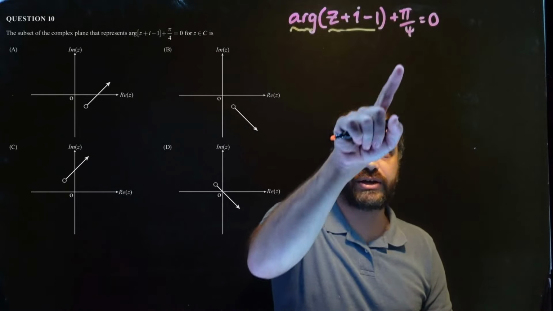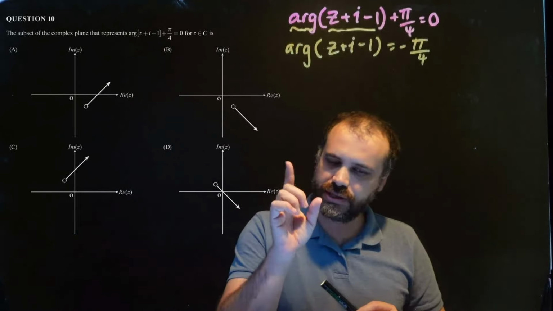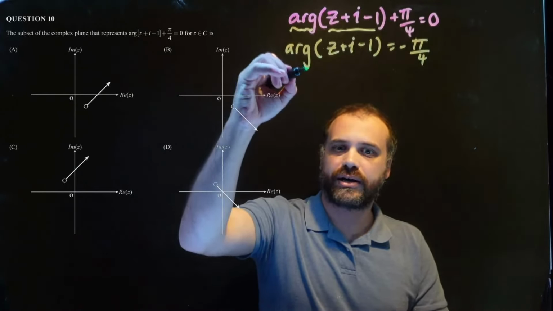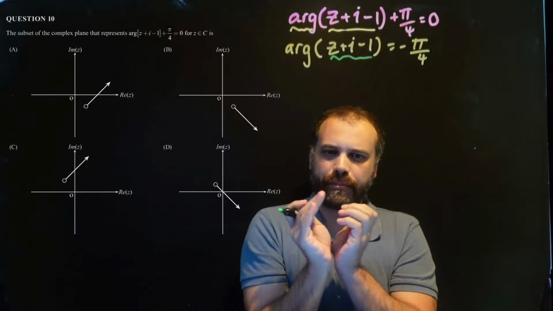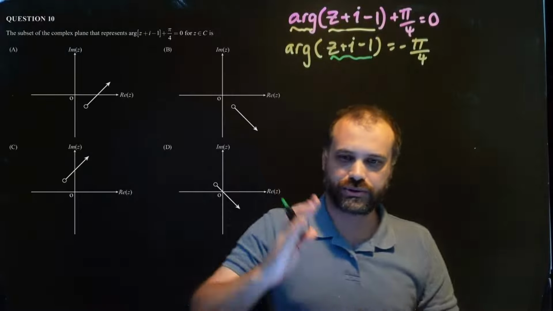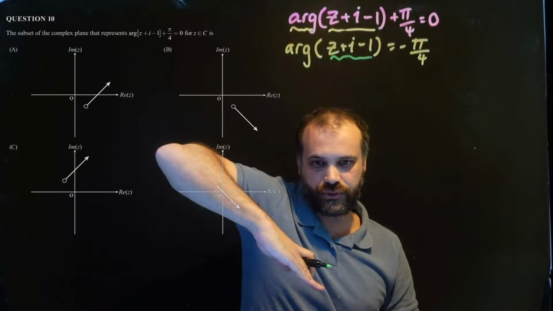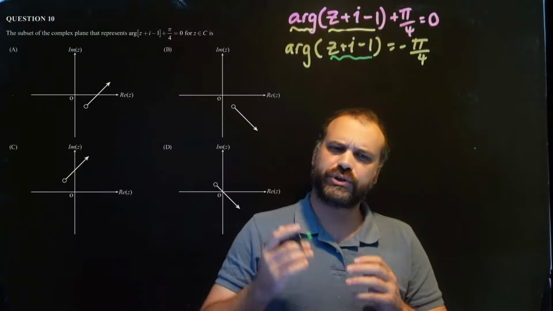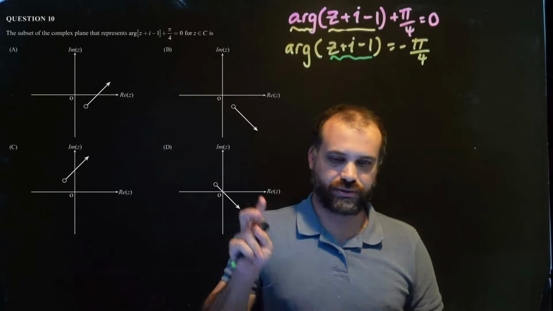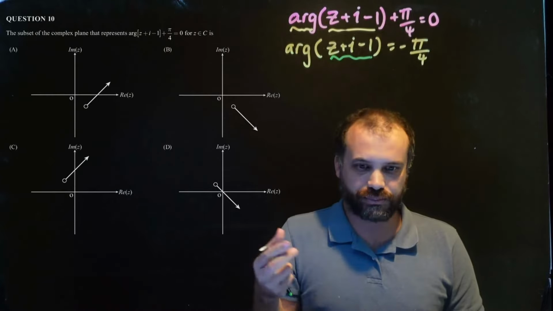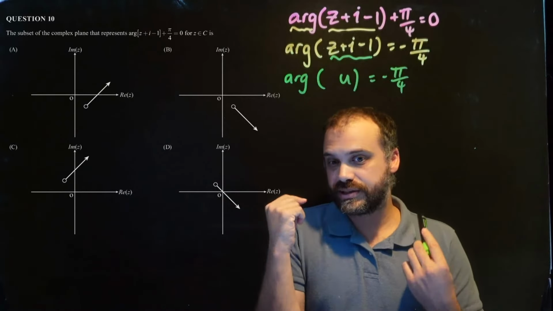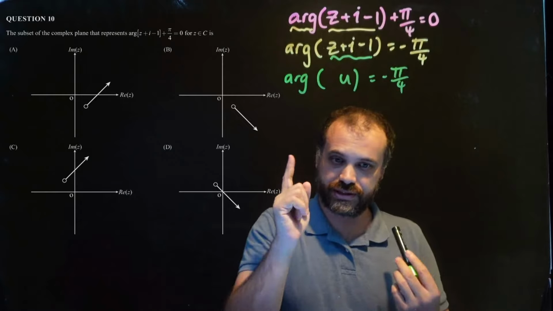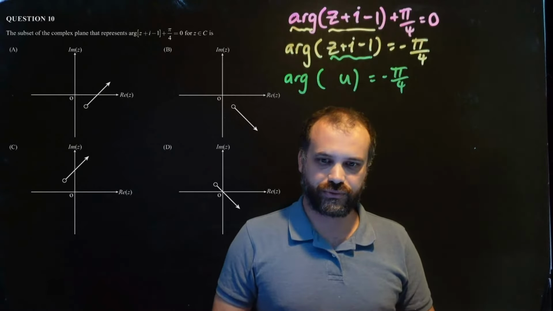What if I just rearrange it a little bit, move that to here? Feels like it makes a little more sense here. The argument, the angle of all of this complex number is equal to negative pi on 4. Okay, I'm just going to replace this with u. Sometimes when I see something complicated, just replacing it with u makes my life easier. All right, so we're looking at a subset where the argument of this is equal to negative pi on 4.